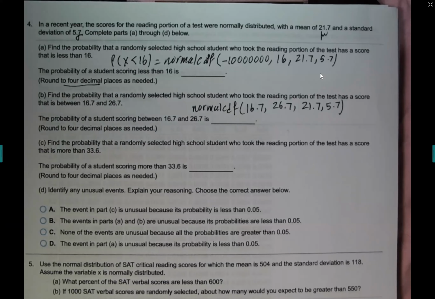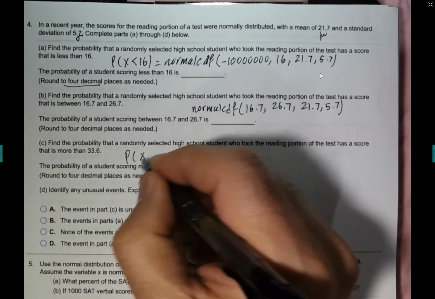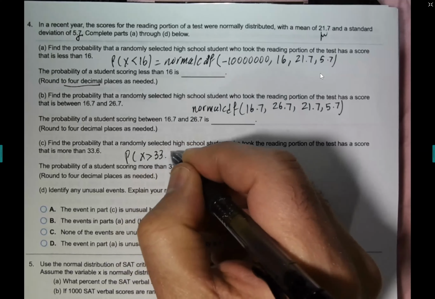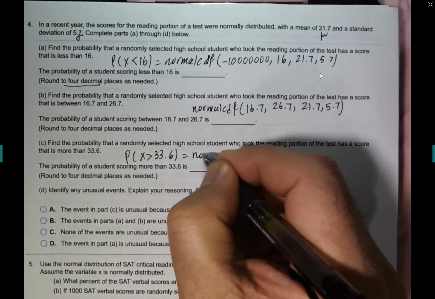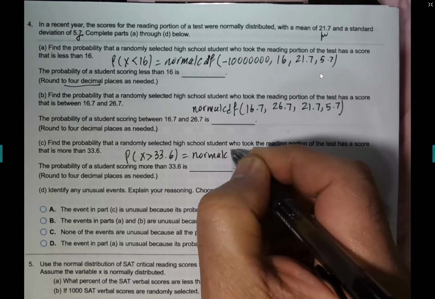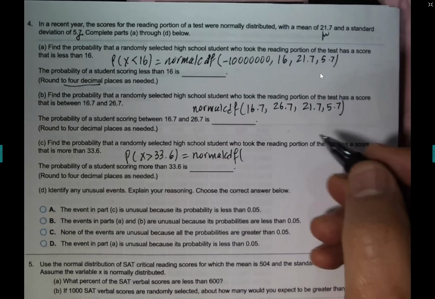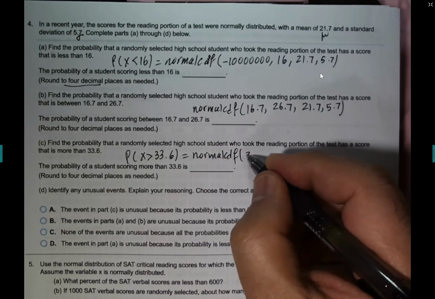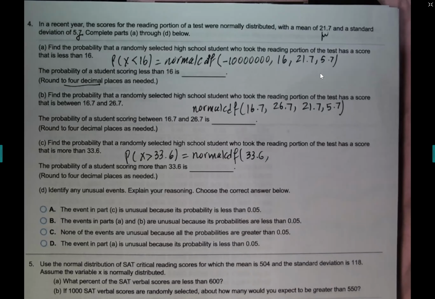Find the probability a randomly selected high school student who took the reading test scores more than 33.6. You see what I'm talking about? Less than, more than, and in between. There is no equal here in the continuous case. So there will be 33.6 for lower bound. What's the upper bound, guys? 1 million.